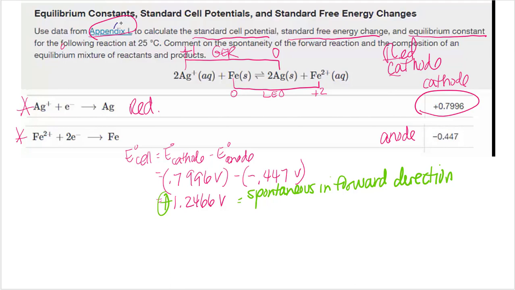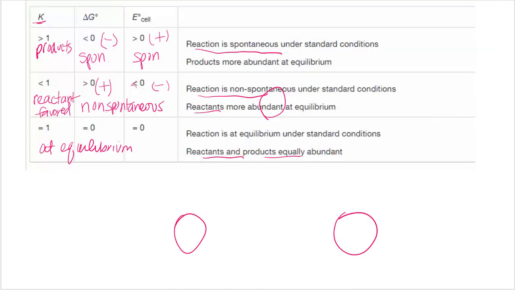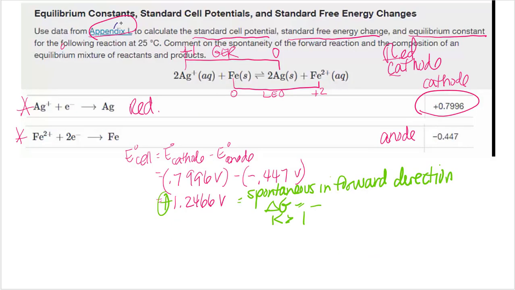Okay, that also gives me a little heads up that I should have a delta G value that's negative, and I should have a K value that's greater than 1. If I look back here, we just said that my Ecell was positive, so it's spontaneous. That also means I should have a negative delta G and a positive K. That'll just help us as we go through these next few problems here.